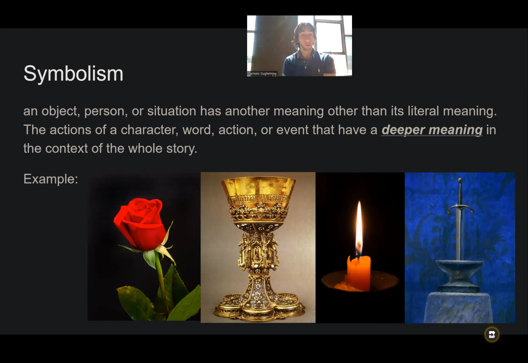Now, symbolism. We're going to have a whole video in this series about symbolism, but basically, just as a good introduction to this simple device, what is symbolism? It is when an object, a person, or a situation itself has not just one literal basic meaning. It has many deeper, more significant figurative meanings beneath it. I like the way this is phrased, actually. The actions of a character, word, or an action itself, or the event have a deeper meaning in the context of the entire story.